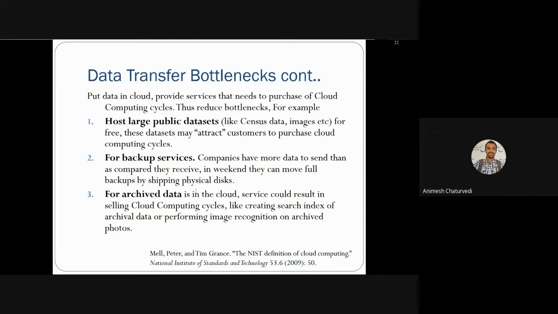Then for archiving, the data that is required to be archived needs some archiving to be done, and for that you need to purchase some cloud computing cycles as a customer. So Google or other companies actually like it if you do the archiving of the data. Then that creates a search index, and that would actually help you to find the images. Image recognition could work on the archived photos if you wish to do the archive. So that is beneficial, and that reduces some of the cloud computing cycles.